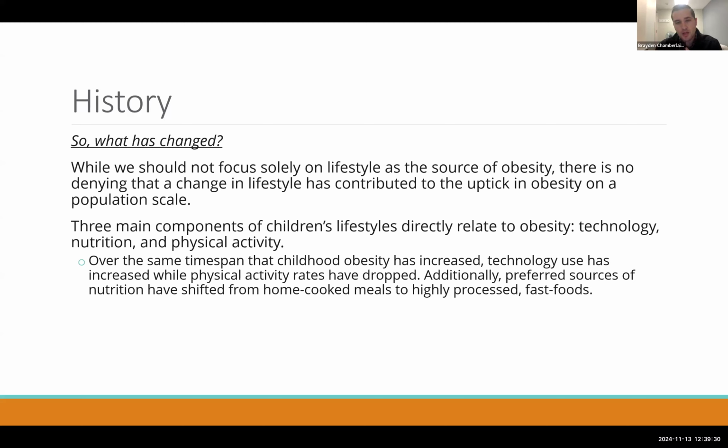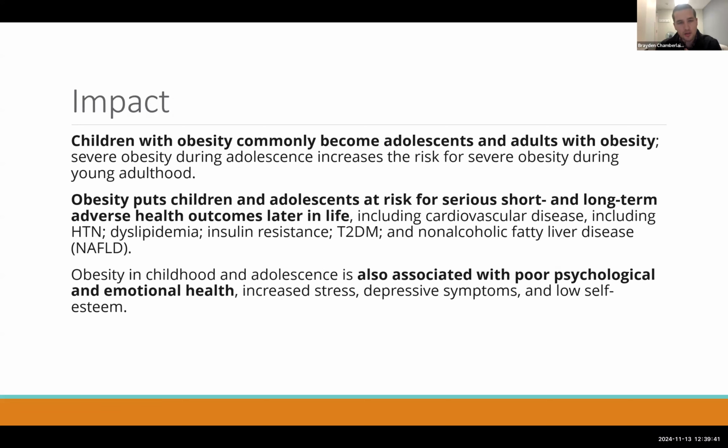Nutrition previously was a lot of home cooked meals, less processed foods. Obviously, that's all switched a lot, and we see a lot more of those things nowadays.